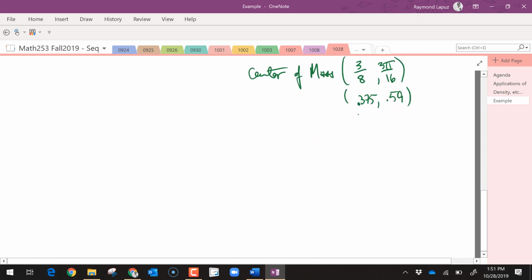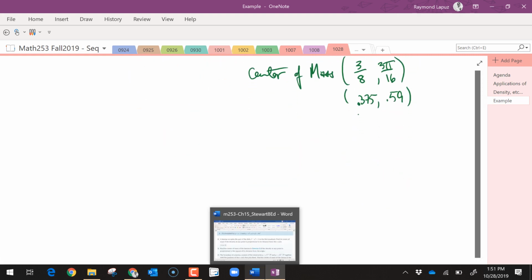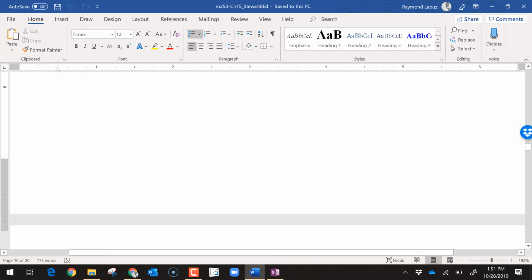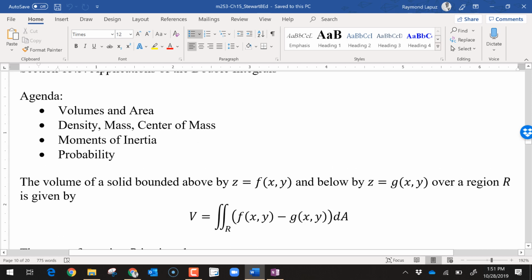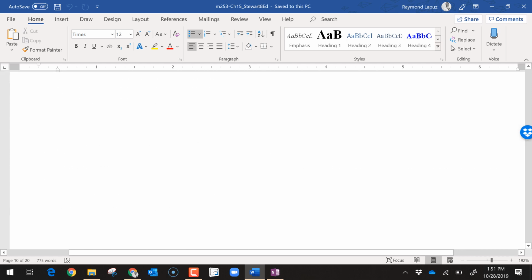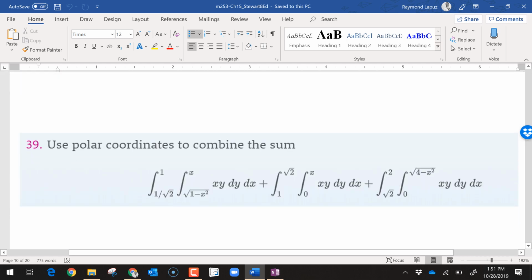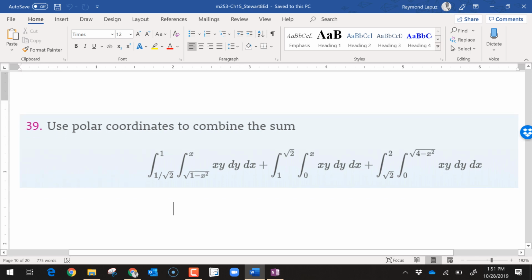All right, so there are some applications in statistics as well. I don't know if we're going to go into that. But I do want to show you this one polar coordinate problem. If you were to try to integrate this using Cartesian coordinates, you would have to do 3 integrals. So the integrand is all the same. It's the region that you need to piece together into one whole region to see how it looks.